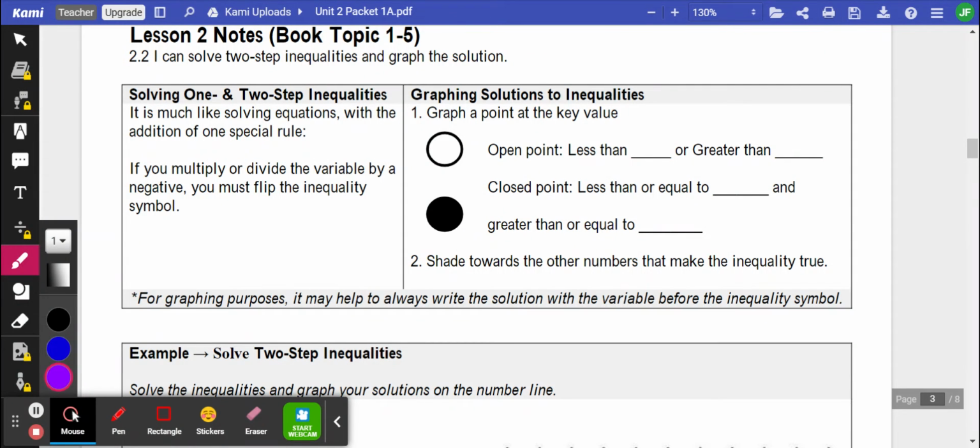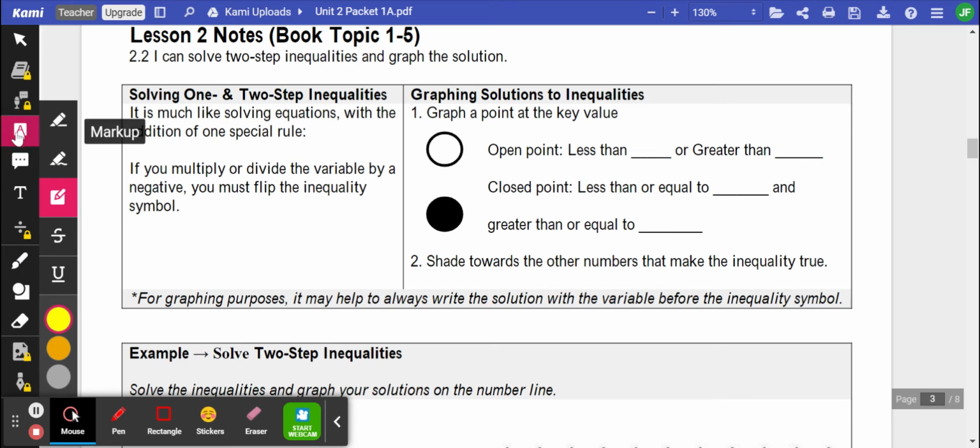All right, let's continue on with Unit 2 and look today specifically at solving two-step inequalities and then graphing the solution. As I mentioned in the last video, the steps here are the same as solving equations with that one added thing you need to be careful of, and I'm going to highlight it right here. Remember, if you multiply or divide the variable by a negative, you must flip the inequality symbol.